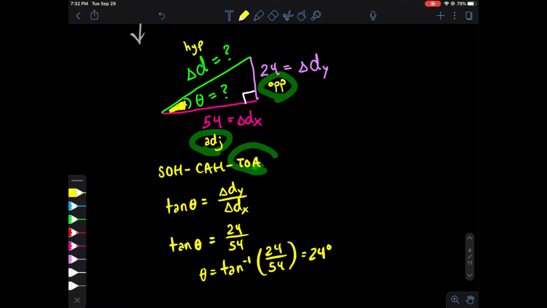Which we get approximately 24 degrees after we put in the values and take the tan inverse on both sides. We approximate it to be 24 degrees. But because we were dealing with vector quantities, we also need to find the length of the displacement.